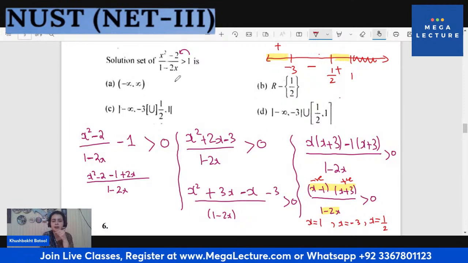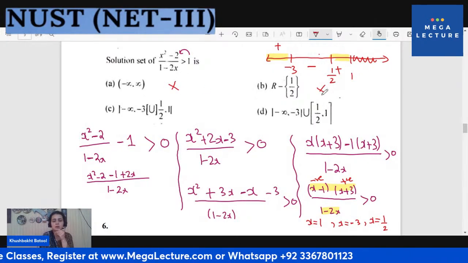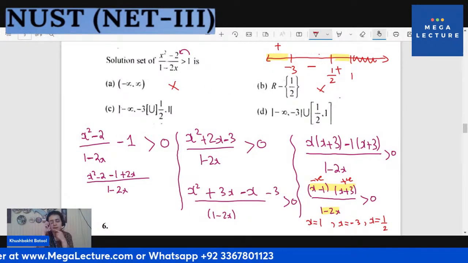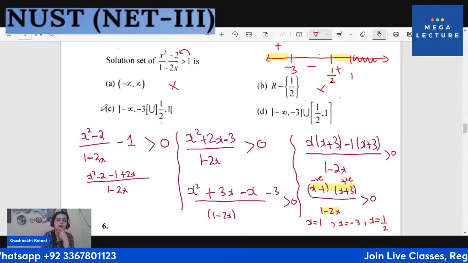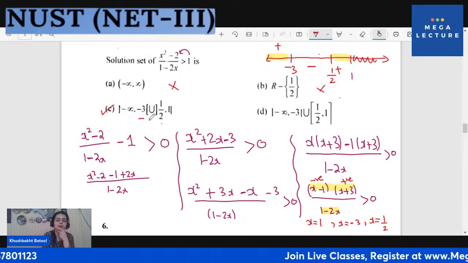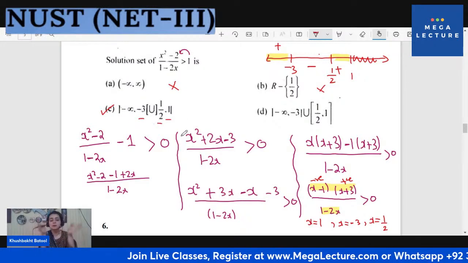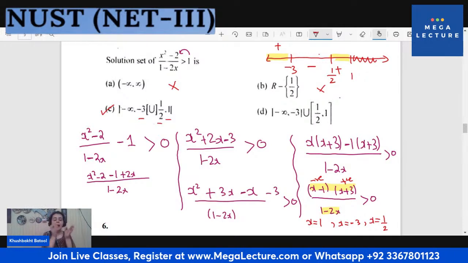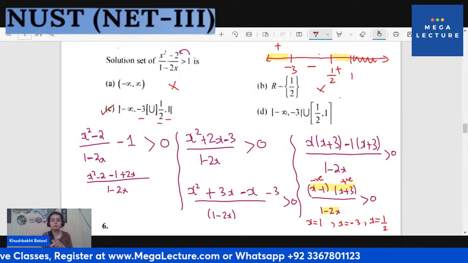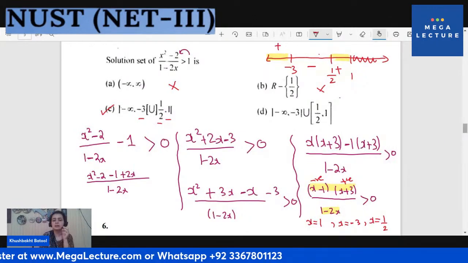Now we can see that A is not the choice, B is not the choice. If we look at C and D, the only difference is in the brackets. So we will be going with C, because we know minus 3 and 1 by 2 and 1 would not be included. All the values between 1 by 2 and 1 and between minus 3 and minus infinity would be included. So the answer is going to be C in this case.